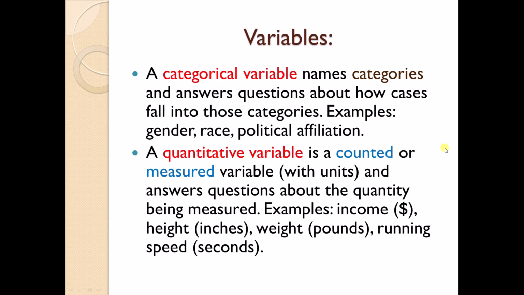For example, income, all right? Height in inches, weight in pounds, running speed. Everybody's got a different running speed from everybody else for a particular distance. So that would be measured and fall under that particular category.